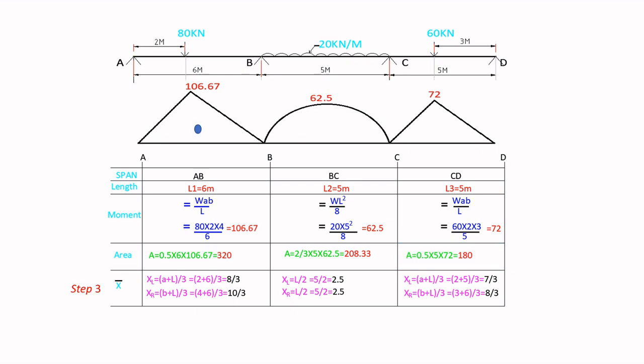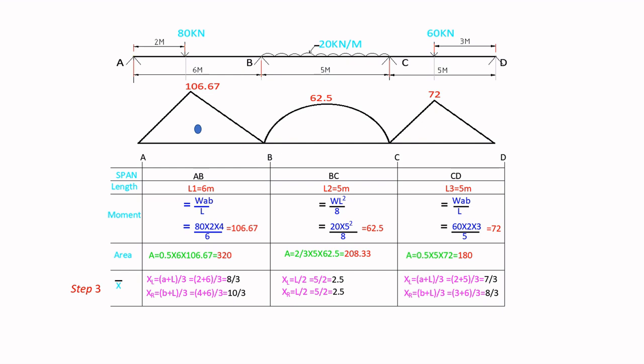Now let's get to step 3. Calculation of x-bars. For span AB, the bending moment diagram is a triangle, it will have two x-bars, x-bar left and x-bar right. The formula for x-bar left is A plus L1 divided by 3, while x-bar right is B plus L1 divided by 3, where A is the distance from support to the left of the point load and B is the distance from support to the right of the point load. Applying the formula, you get the values as shown in the table.